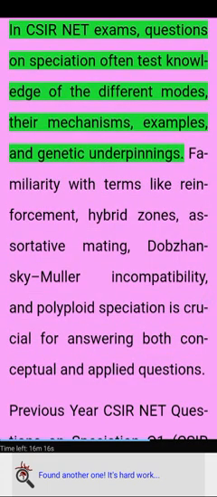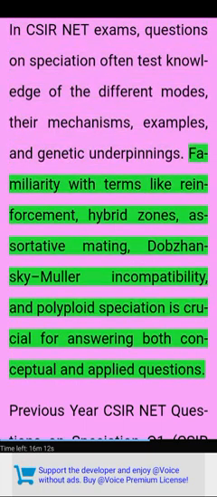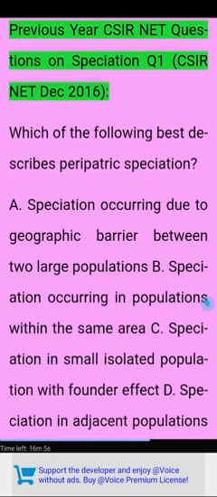In CSIR-NET exams, questions on speciation often test knowledge of the different modes, their mechanisms, examples, and genetic underpinnings. Familiarity with terms like reinforcement, hybrid zones, assortative mating, Dobzhansky-Muller incompatibility, and polyploid speciation is crucial for answering both conceptual and applied questions. Previous year CSIR-NET questions on speciation. Q1, CSIR-NET December 2016.